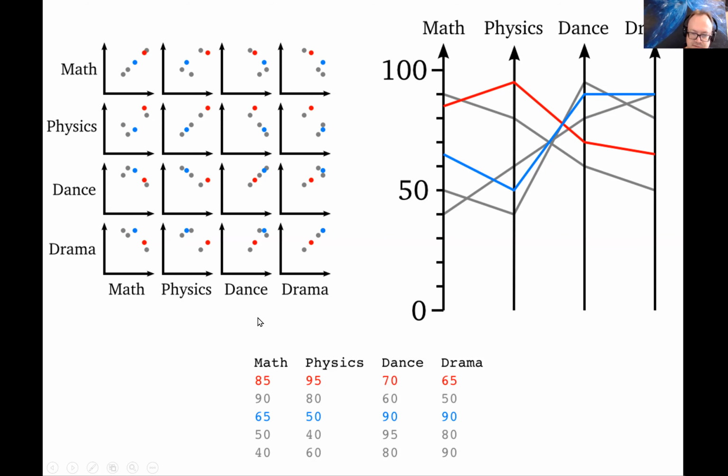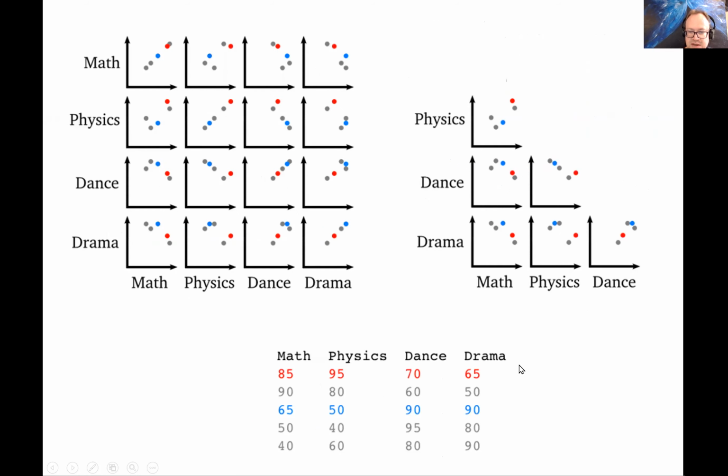But we don't actually have to show the whole matrix because the matrix is symmetric, right? Look at this scatterplot. This is math versus dance. Well, that's the same thing as dance versus math. So these two scatterplots are redundant. Math versus dance, dance versus math. This is a symmetric matrix. I could just get rid of the upper triangular half, and I can also get rid of the diagonal, because the diagonal just shows each variable with respect to itself, so it's not very interesting.